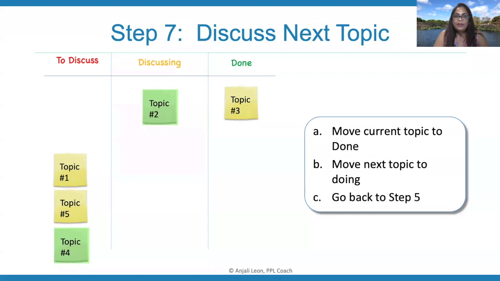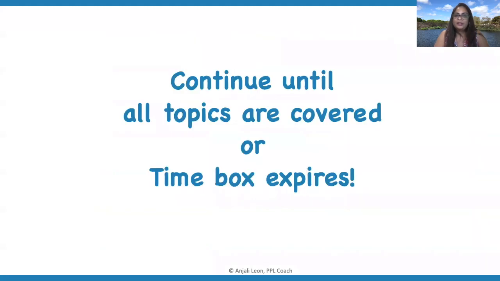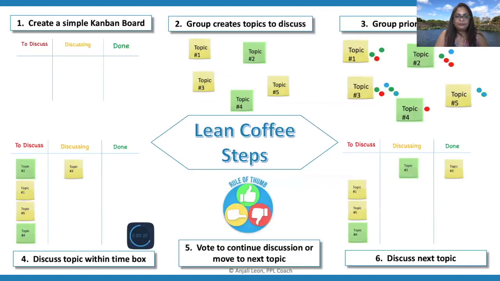So once a topic has been completed, move it to Done and then pull the next topic into Discussing, and continue this process until you've covered all of the topics in your To Discuss column or your time box for the Lean Coffee meeting has expired. So here's a little image that captures all of those 6 steps.